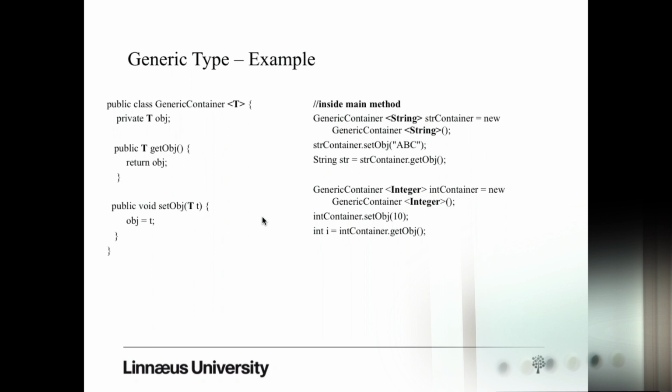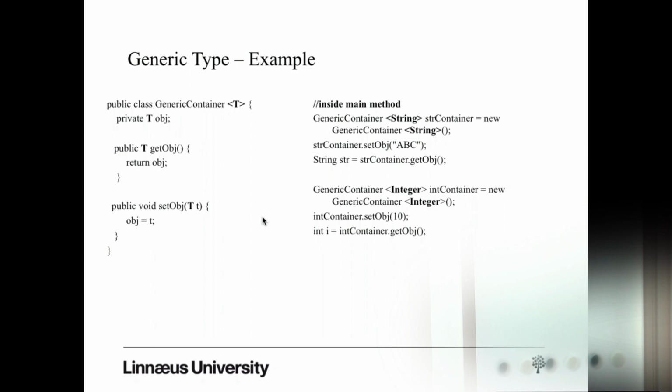Here is how we can write a similar code to that example. Instead of using the object class, we can use the Java generics features. And how do we create a generic type?